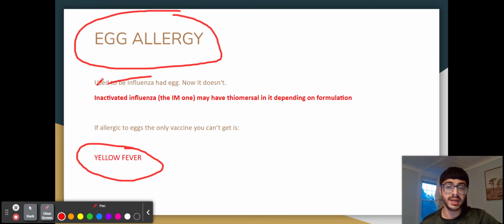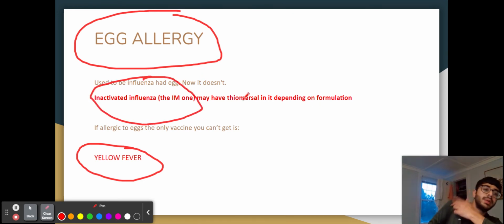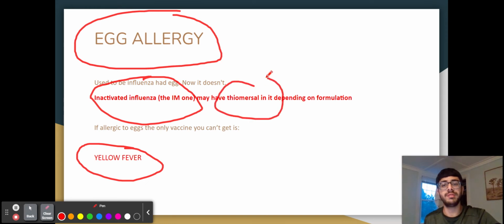Another thing to remember is inactivated influenza, the IM shot that we give in clinic, contains thiomersal in some formulations. There are two types. One type of influenza vaccine comes in a huge vial with like 50 doses, and you can keep loading up a dose and giving it to people. That one contains thiomersal. Some people are allergic to thiomersal, so you can't use the big vial. You can use the individual influenza packets if you want, but this is not something super high yield. Just know that some influenza formulations contain thiomersal.